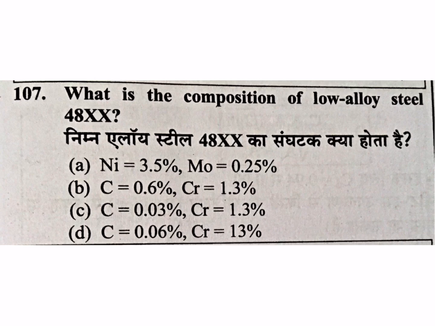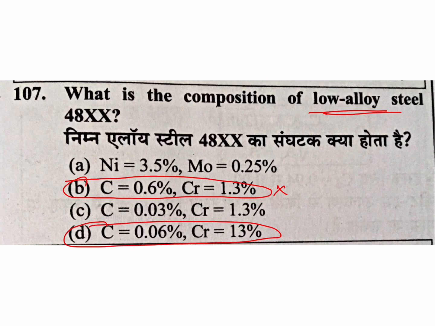Then next question. What is the composition of low alloy steels? Carbon 0.6% is not possible for low alloy steel. Then chromium 13% also is not possible. So A is your correct answer: nickel 3.5% and molybdenum 0.25%.